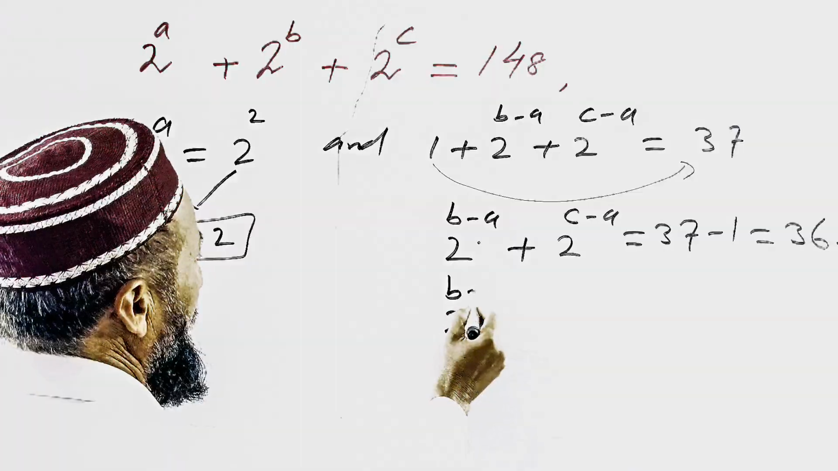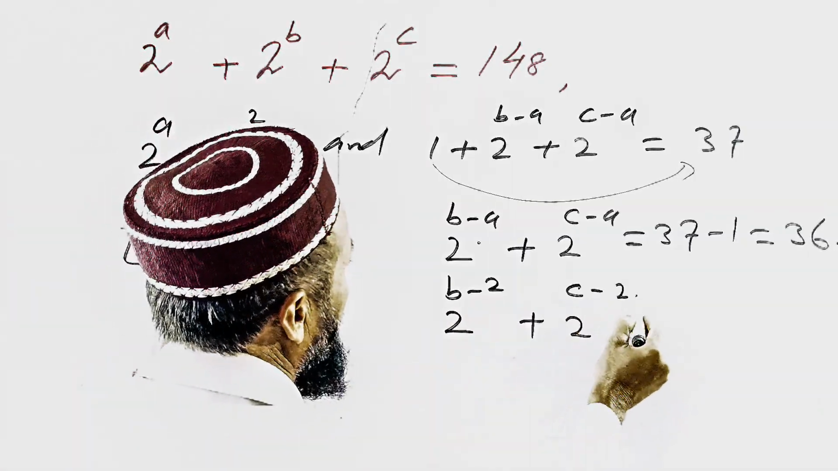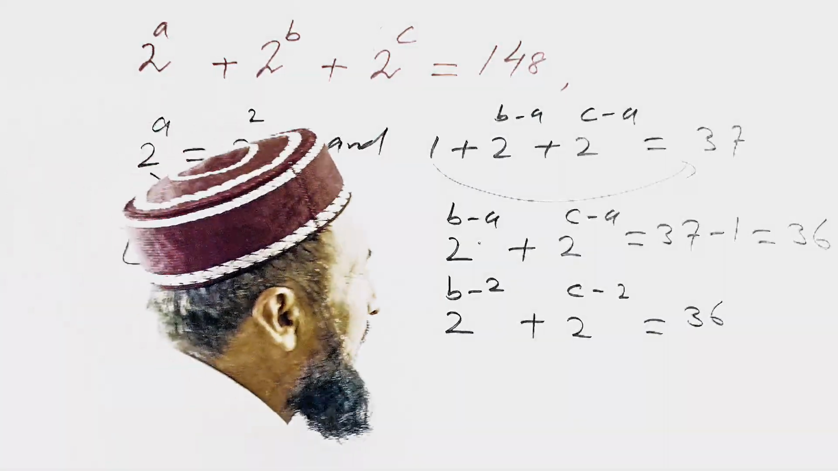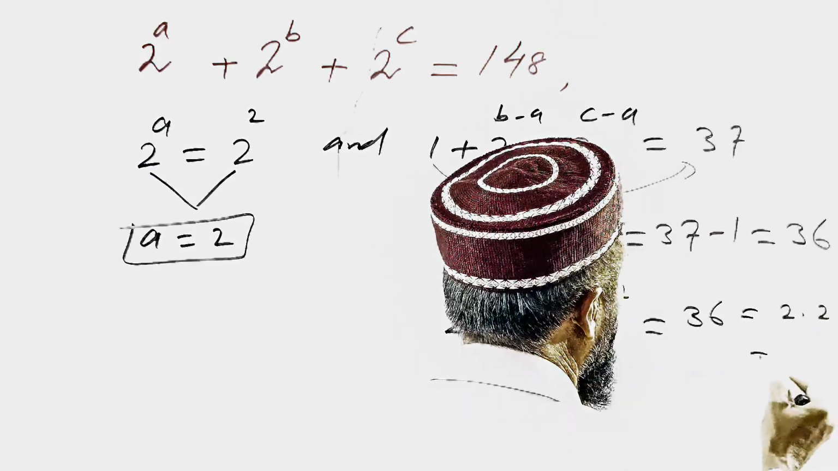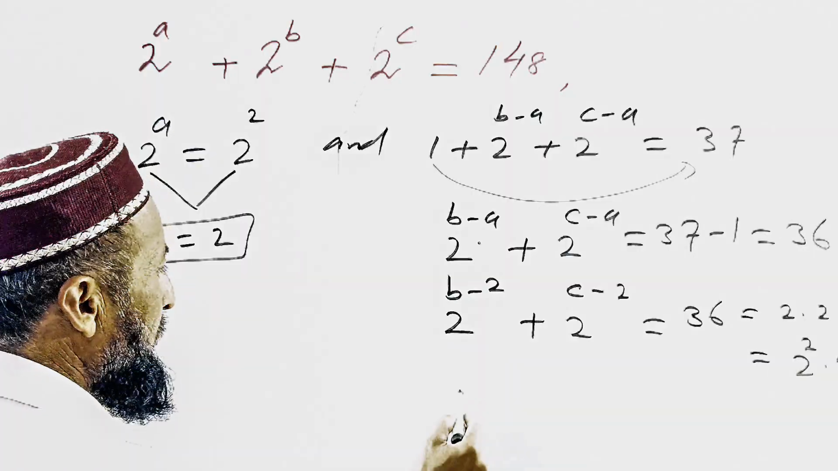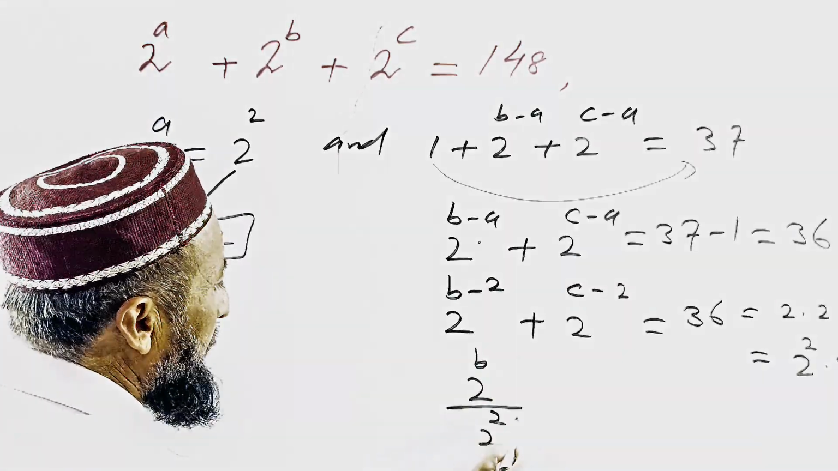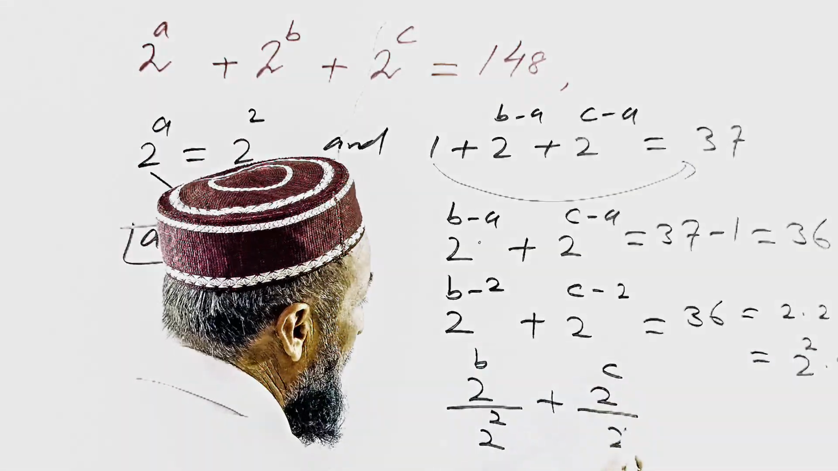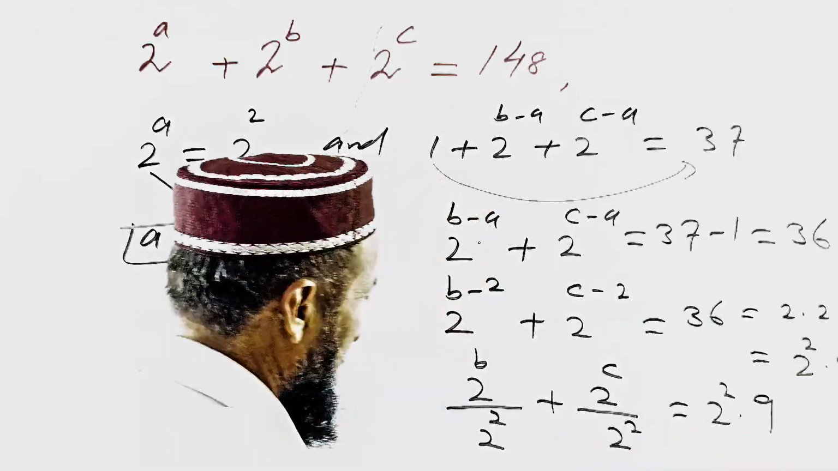Now we compare even number with even number and odd number with odd number. The value of a is equal to 2, and 2 exponent of (c minus 2) is equal to 36. Similarly, we can write 36 as 2 multiplied by 2 multiplied by 9, so we get 2 square into 9, and also we can separate this one according to the exponent property.